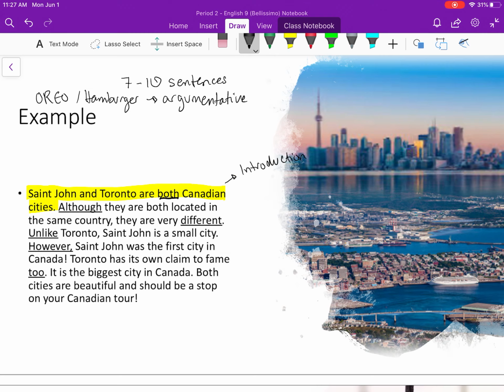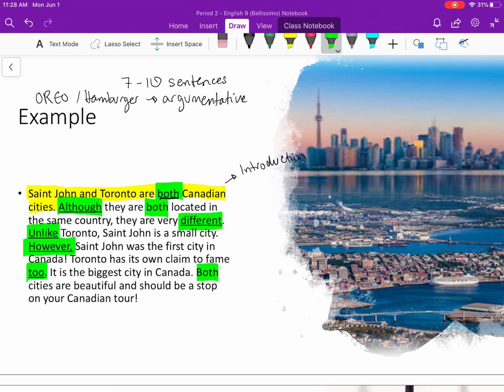And then I'm going to get around to just chatting about them, using, again, those signal words, right? So both, although they are both located in the same country, they are very different. Unlike Toronto, St. John is a small city. However, St. John was the first city in Canada. Toronto has its own claim to fame too, right? As well as, or in addition to, it is the biggest city in Canada. Both cities are beautiful and should be a stop on your Canadian tour.